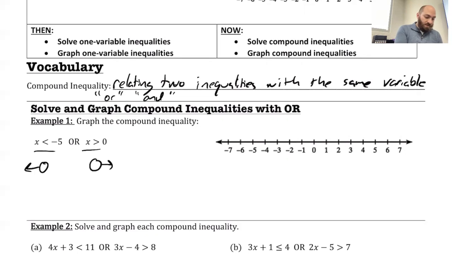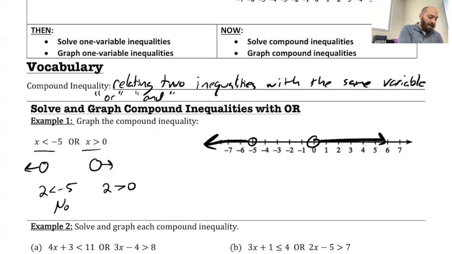Okay, so when we look at this, we're going to have an open circle on -5, and then an arrow to the left, and an open circle on 0, and an arrow to the right. So with an or statement, we're looking for just any number that works for one of these. Okay, so with an or statement, for example, we look at 2 here. If I test that out, is 2 less than -5? No. Okay, but is 2 greater than 0? Yes.